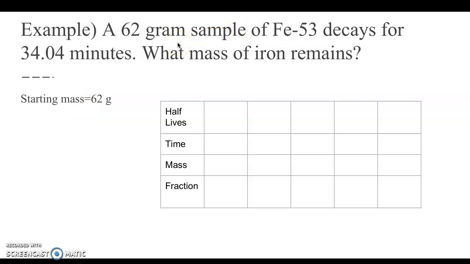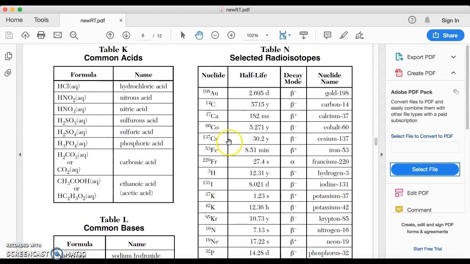So our iron 53 radioisotope started at 62 grams. The overall time of decaying is 34.04 minutes, so this is going to be our stopping point in terms of time. And we can look up that half-life of iron 53 using table N. So if you come to table N, we find iron 53, we see that its half-life is 8.51 minutes.